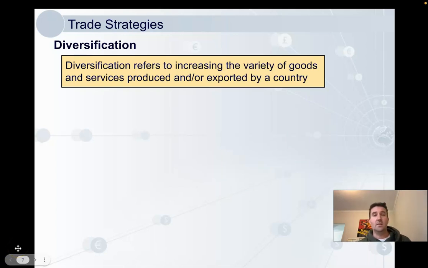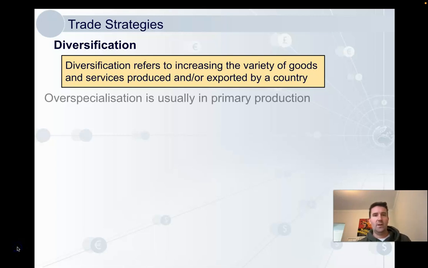Another strategy is diversification, increasing the variety of goods and services produced and or exported by a country. So the over-specialization is usually in primary production. They've got one good that they're abundant in, one resource that they're abundant in. We saw a lot of countries, it's oil. Might be one other primary product. And that's quite risky because if the global price of that falls, they're in trouble.